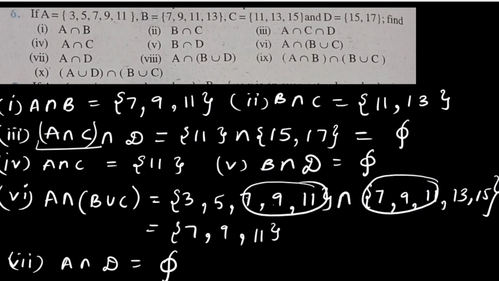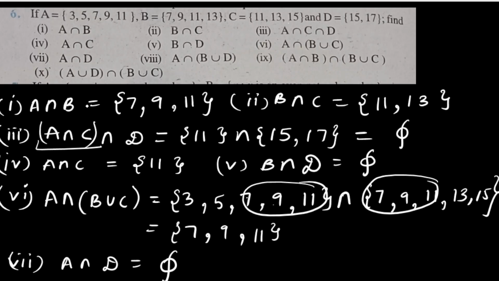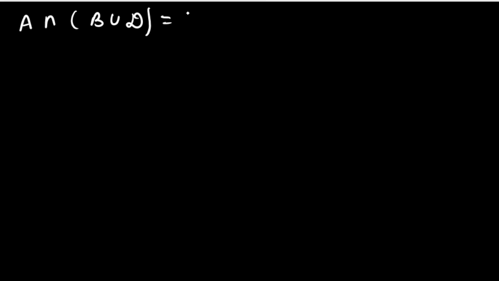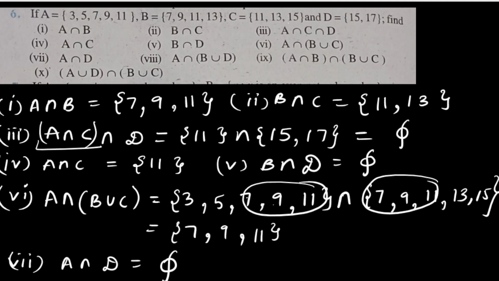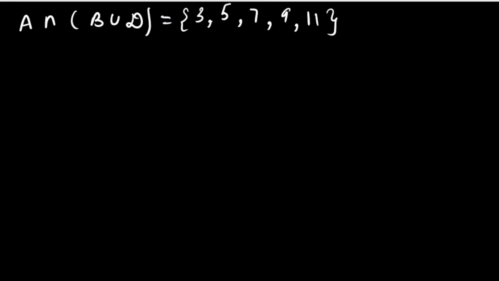Now eighth part is A intersection B union D. I'll just write their values. A's value is 3, 5, 7, 9, 11. Let's double check: 3, 5, 7, 9, 11. So I've written A, and its intersection I have to do with B union D.